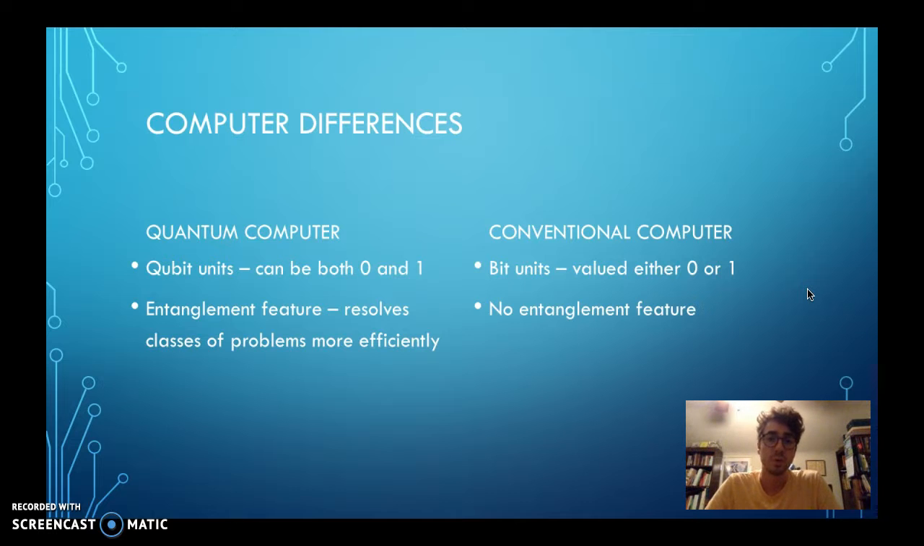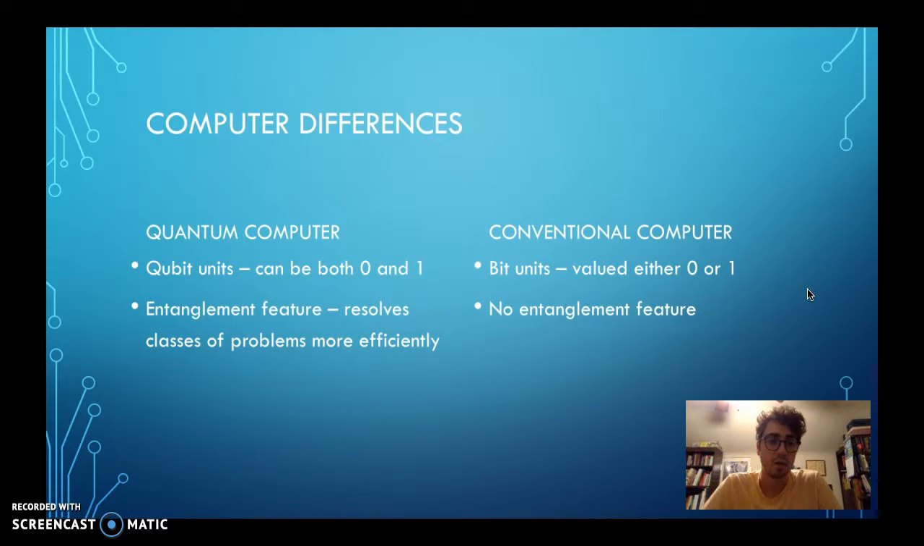The two types of computers to know about for this article are quantum computers and conventional computers. Conventional computers are like the one that I'm using right now, that most people have used daily. And then the other, quantum computers, is used for heavy sets of data to make a lot of calculations simultaneously.